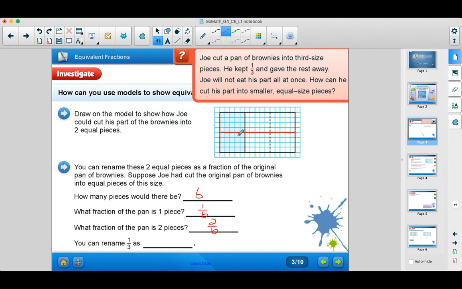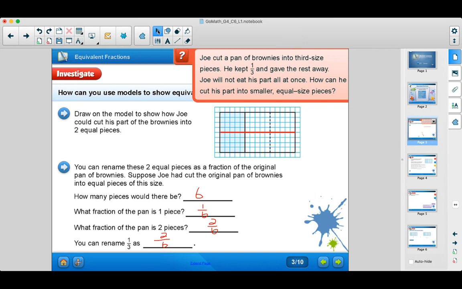So this piece here can be either written as 1/3, or if you break it in half, it would be 2/6. So you can rename 1/3 as 2/6, and it's equivalent. He ate 1/3 of the whole brownie, or 2/6 of the brownie when he broke it into halves.